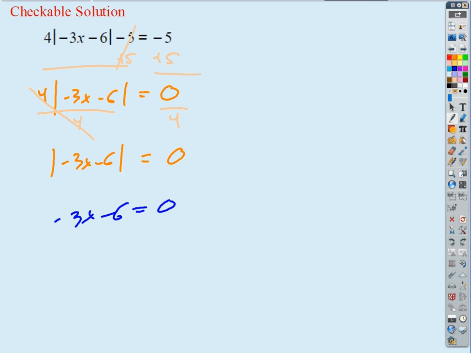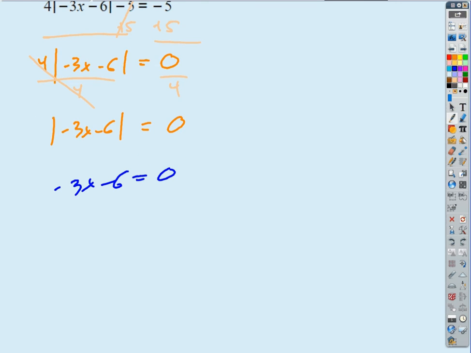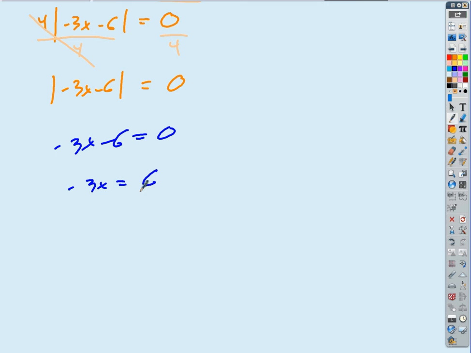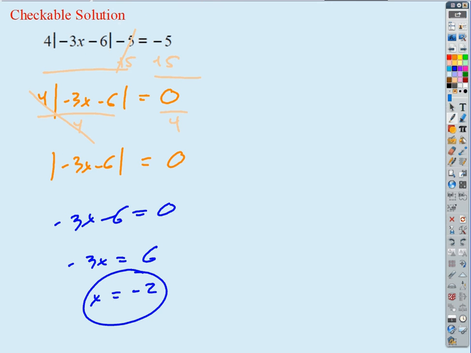Last 2 steps. Add 6. Add 6. So I got what, negative 2? Do you agree? Yep. Okay, and then on a test, of course we want to check this. It's a checkable solution. This one, you probably don't even need to put this in, really, right? I mean, into Desmos, but we can.